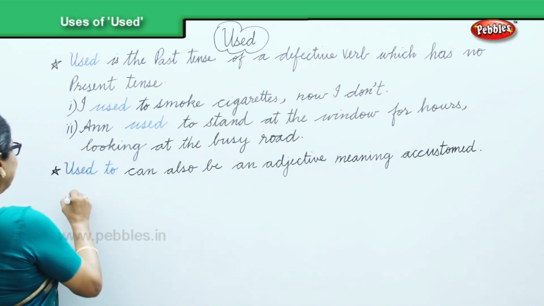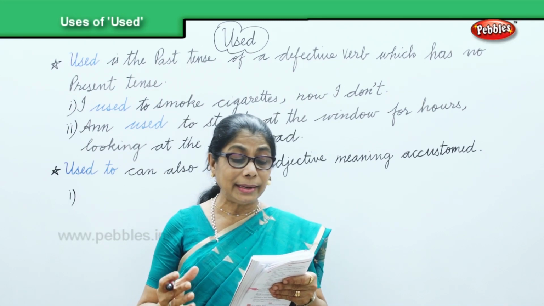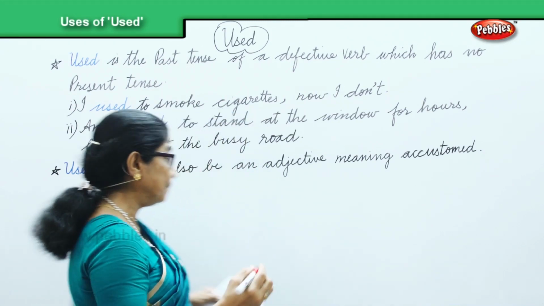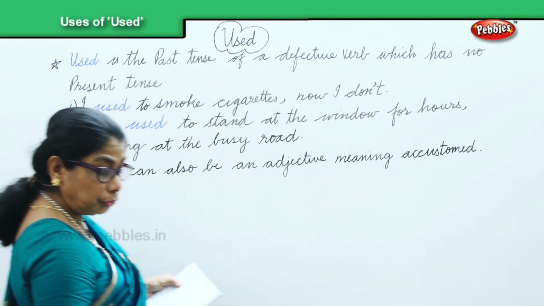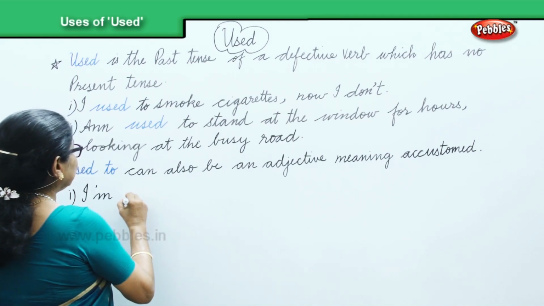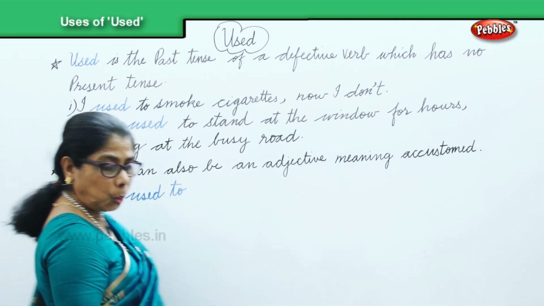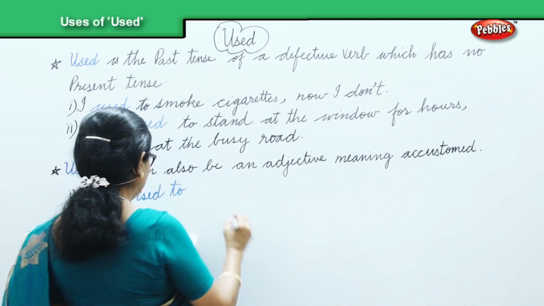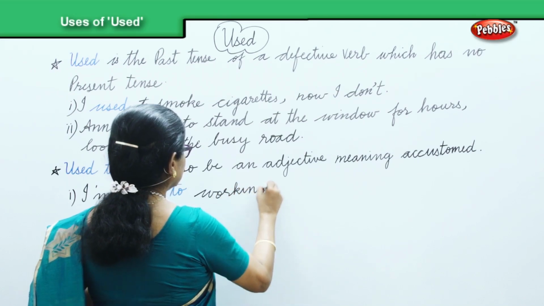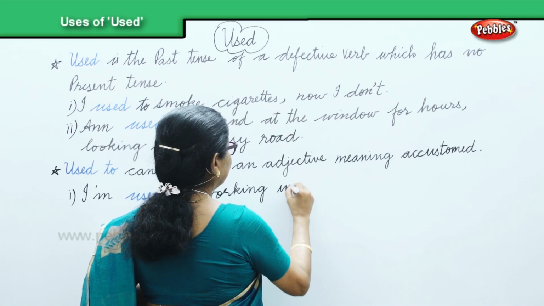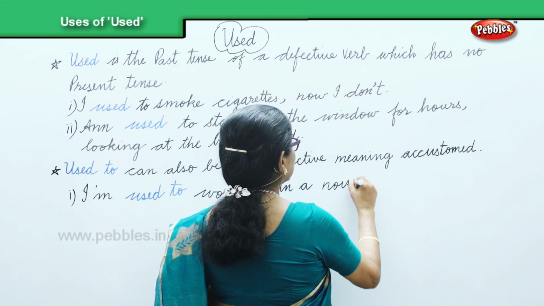And the first sentence I have here is, I am used to working in a noisy room. I am, or I got used to. I am used to working in a noisy room.